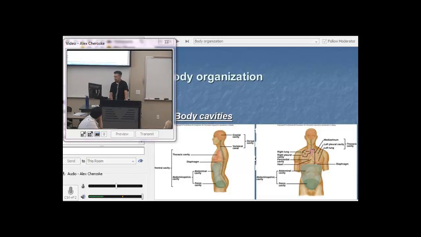Okay, so that's the thoracic cavity. The abdominal pelvic cavity splits into only two. You've got an abdominal cavity up here and a pelvic cavity that is kind of surrounded by your pelvic bones. It makes kind of a bowl.